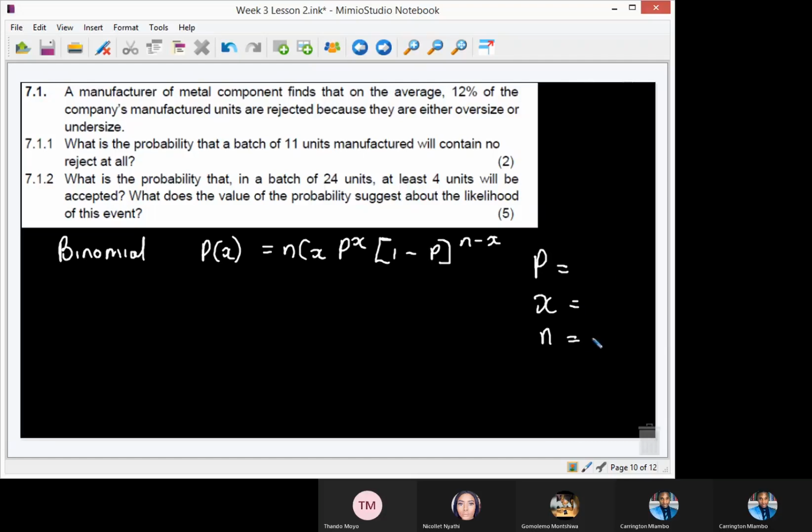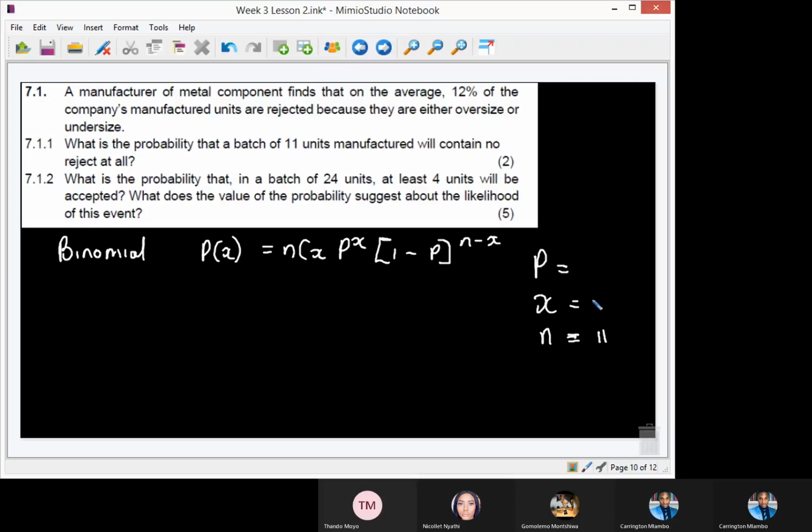Okay, what is N? Let's start with N. So my P is zero, sir. Okay, I'm saying let's start with N. What's your N? 11. What is X? 0.12. Can your units be 0.12? Is that possible? Oh, sorry.